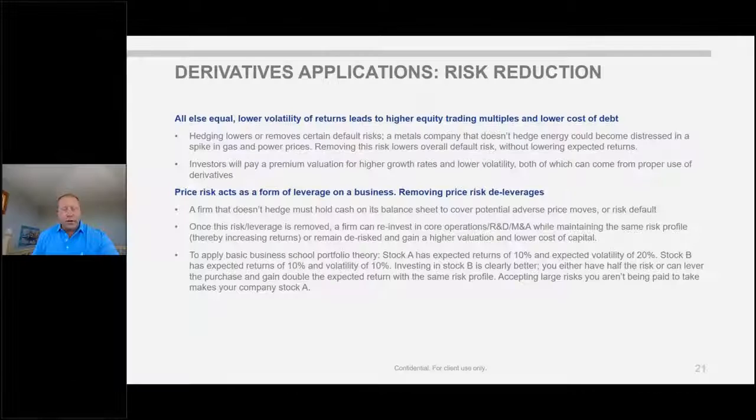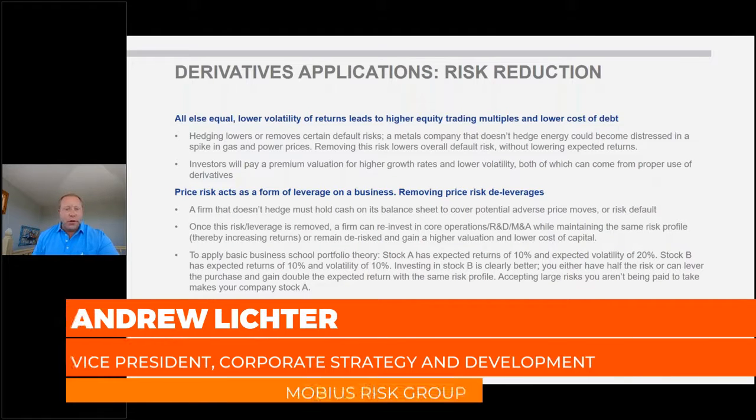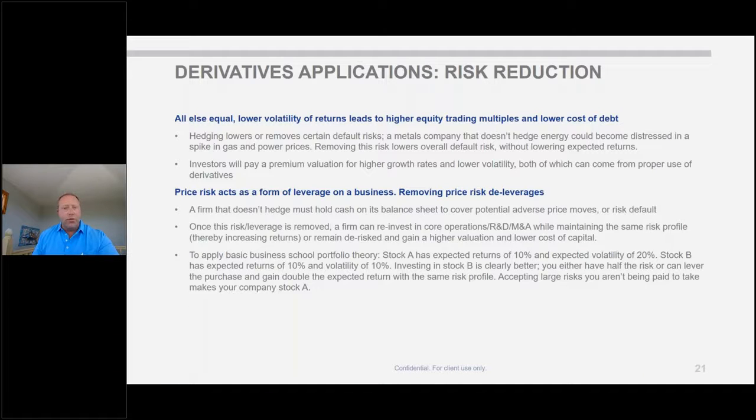But when you remove your default risks, your debt costs are going to go down. When you remove your volatility of returns, your equity valuation multiple, all else equal, should go up. So basically, you should think of price risk as a form of leverage on your business. And really, it's very similar. If you have a lot of debt, it can turbocharge your returns, but at the same time, it raises your risk of default. Well, if you have a lot of price risk, it also raises your risk of default.